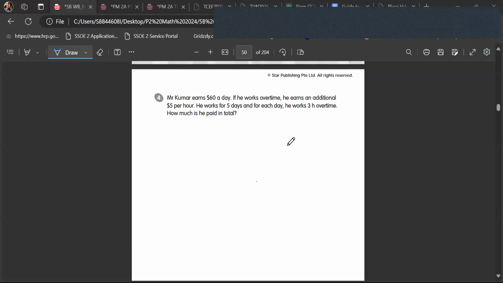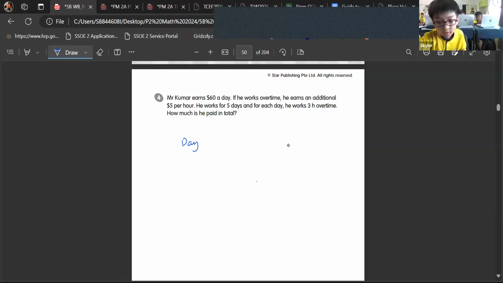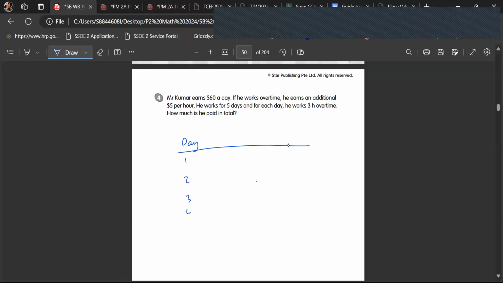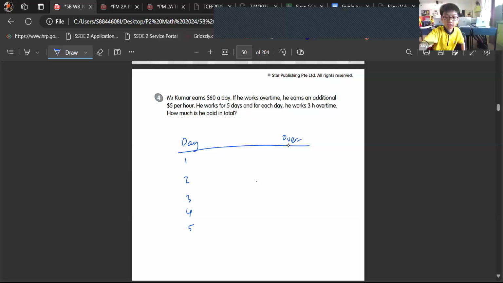Now, one of the ways that it could be done was by the table. So I saw all of the friends, but nobody did a table. So one of the ways you could possibly do it is day, and then you have 1, 2, 3, 4, 5, and then you can have overtime here.